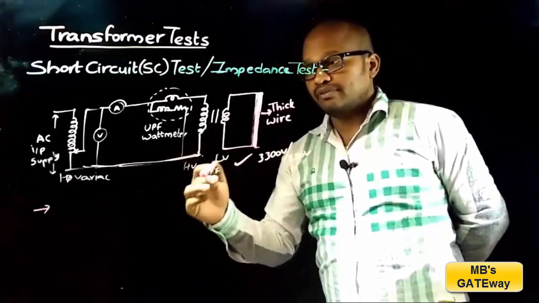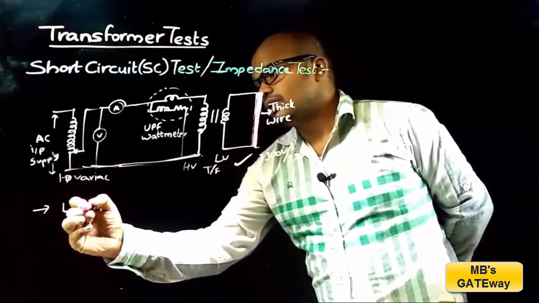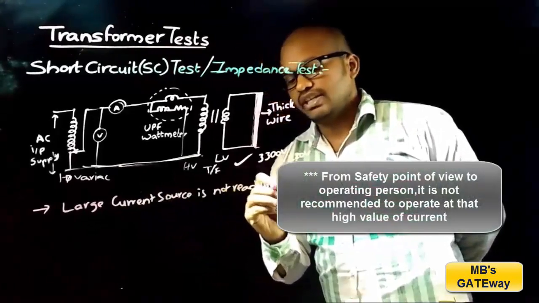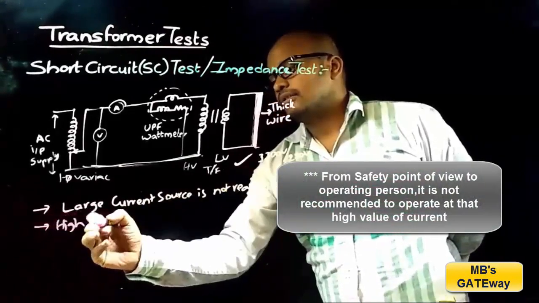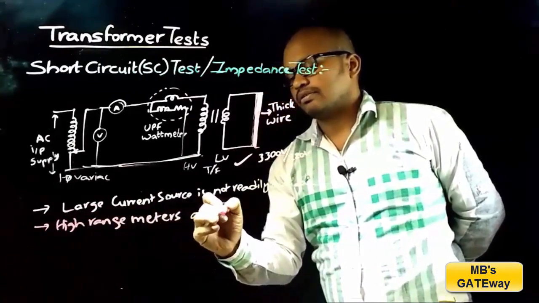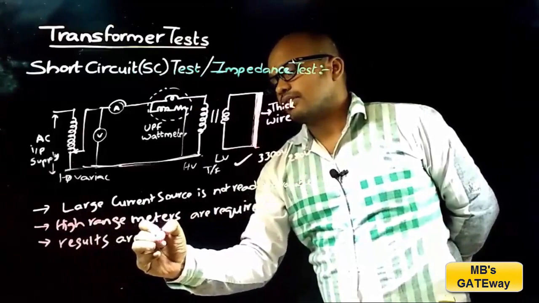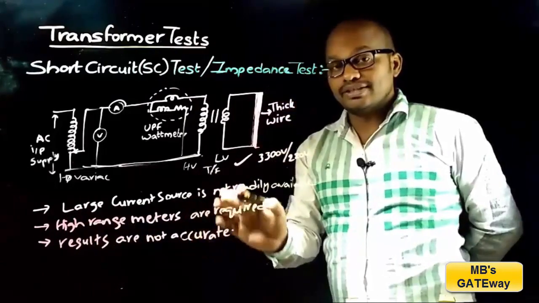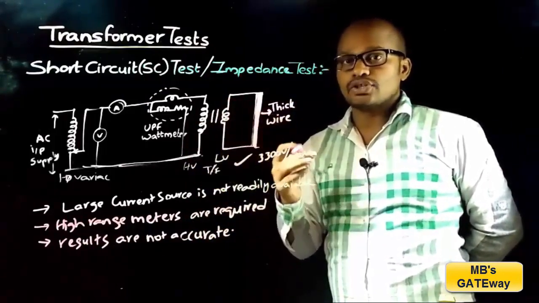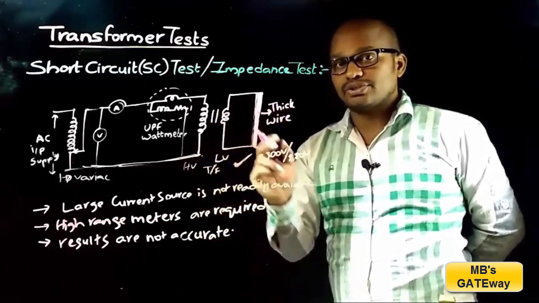So here are the problems that we face if the test is performed on other than the preferred side. That is, a large current source is not readily available, high range meters are required, and results are not accurate. Because of these reasons, the short circuit test is not preferred on the LV side with the HV side short circuited, and the short circuit test is to be performed on the HV side with the LV side short circuited.